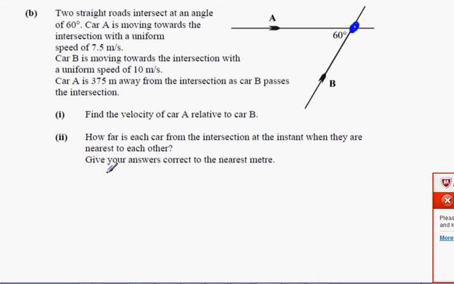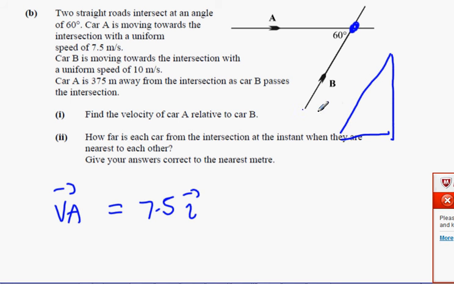So actually we don't even need to think much about that to do it. Phi A is 7.5i. Now phi B is a different story. Phi B we need to break up into its components. So what I'm going to invoke here is an alternate angle of 60 degrees, and then I'm going to say that it's moving at 10. So this is going to be 10 sin 60 and 10 cos 60. Now what is 10 cos 60? 5. And 10 sin 60 is going to be 5 root 3.